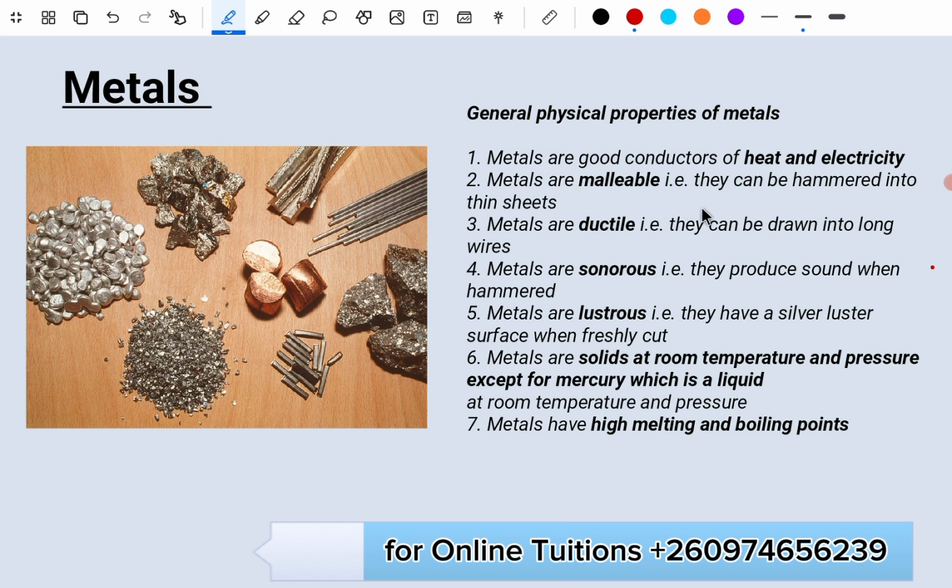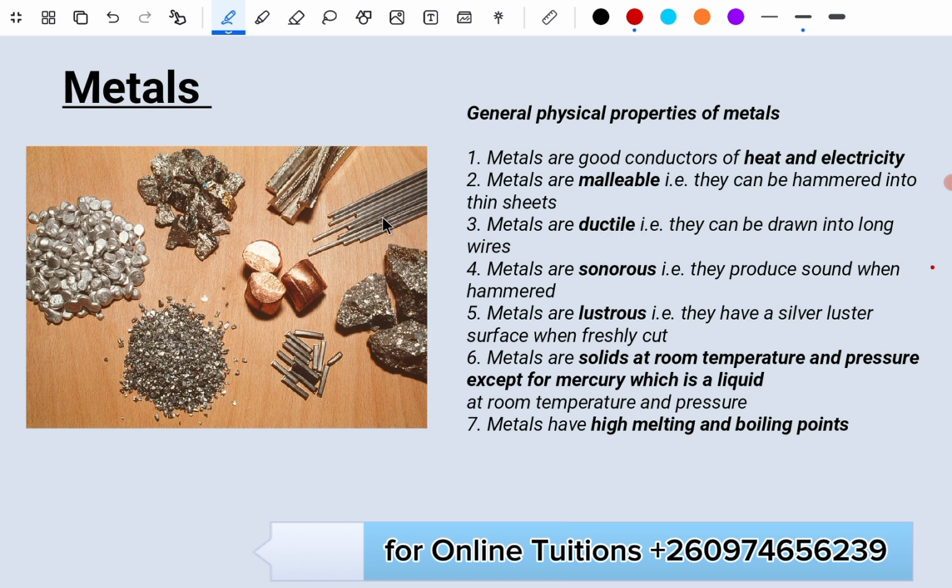So metals are malleable. It means that you can hammer them, and once you hammer them, they can become thin sheets. Okay, and we use them for our iron sheets. When building a house, you need to cover the roof, so iron sheets are used for roofing. Also, metals are ductile. They can be drawn into long wires. Like I've said, copper is used most of the time in electric cables. So they can be drawn into long wires.